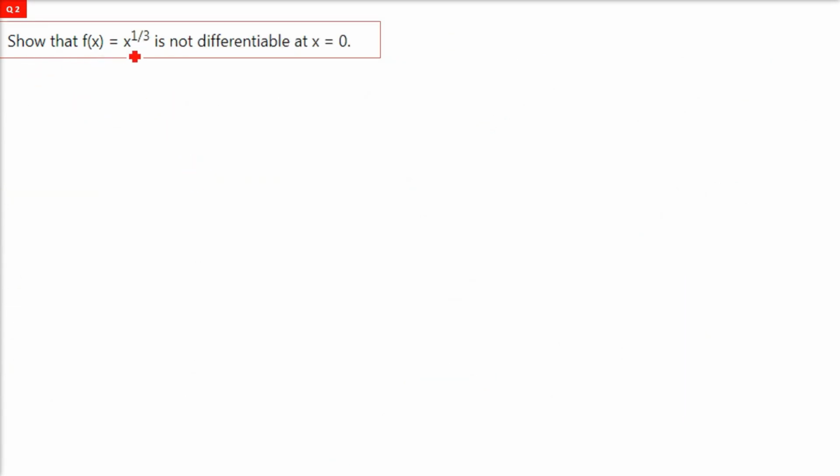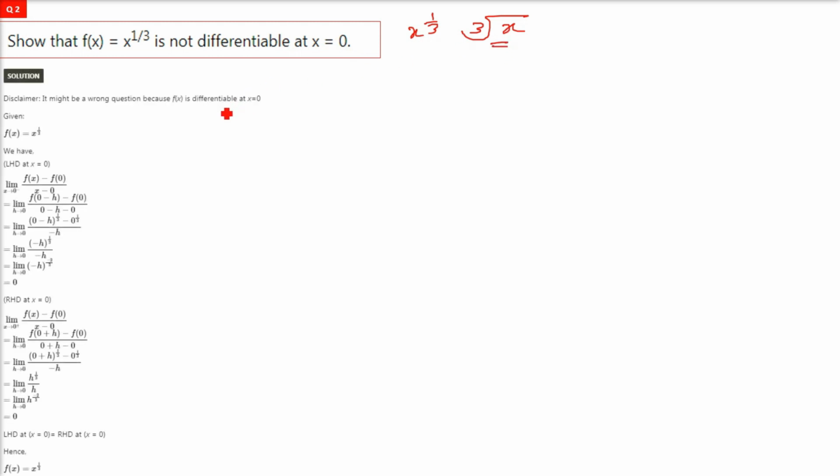Show that f(x) equals x raised to the power 1 by 3 is not differentiable at x equals 0. So x raised to 1 by 3 is nothing but the third root of x. So this is not differentiable at x equals 0. So what do we do here? If you want to go to continuity, you can show that it is continuous or not continuous, it's up to you. But the question is simply asking about the differentiability. So we will be checking the differentiability here.